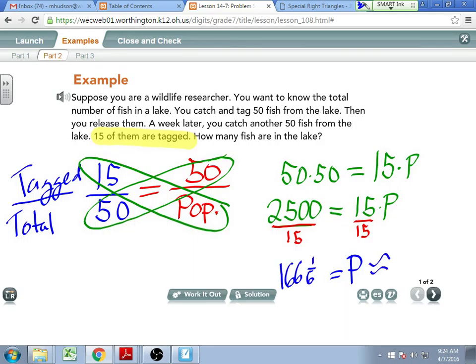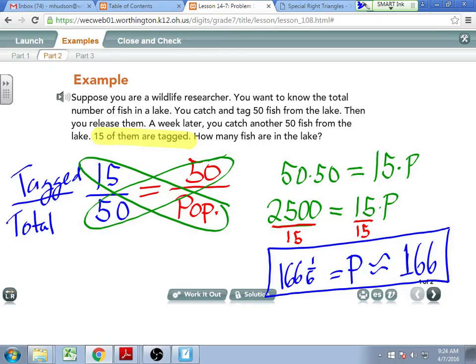So approximately 166. Because we would round that technically down. 167 because it's 0.6 repeating, which is 2/3, which would round up to 167. And we can label that fishies.